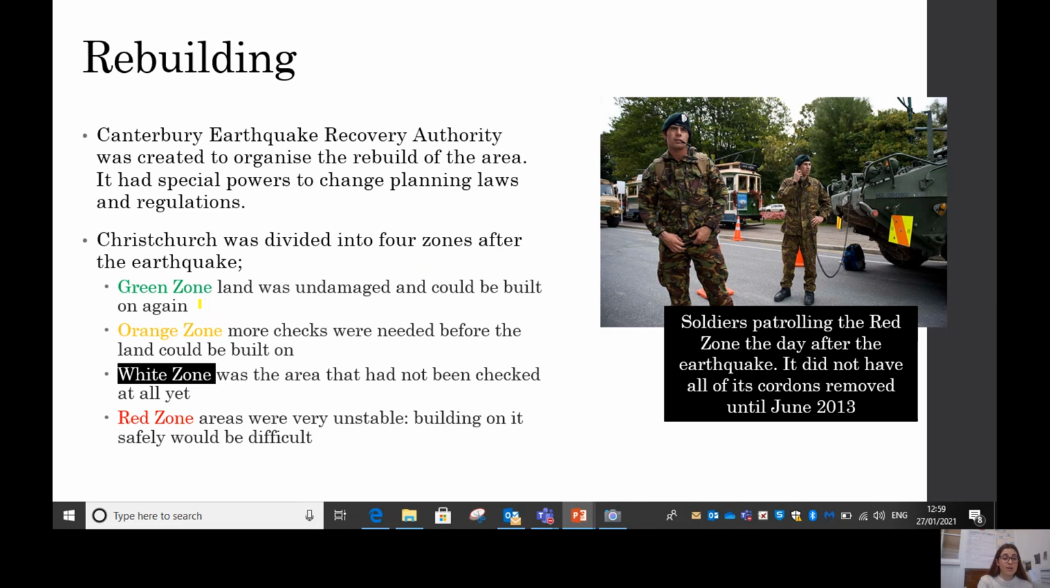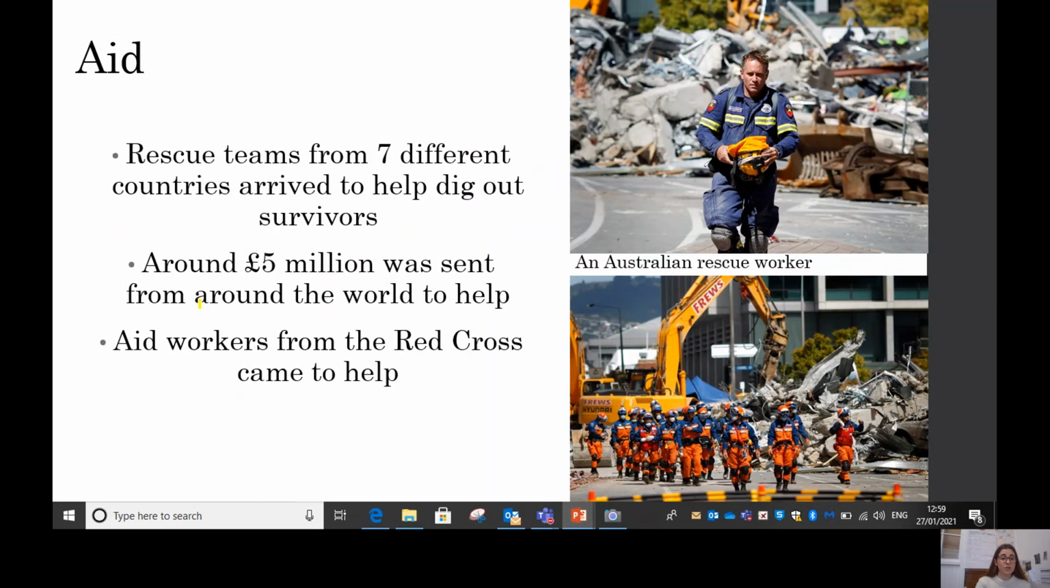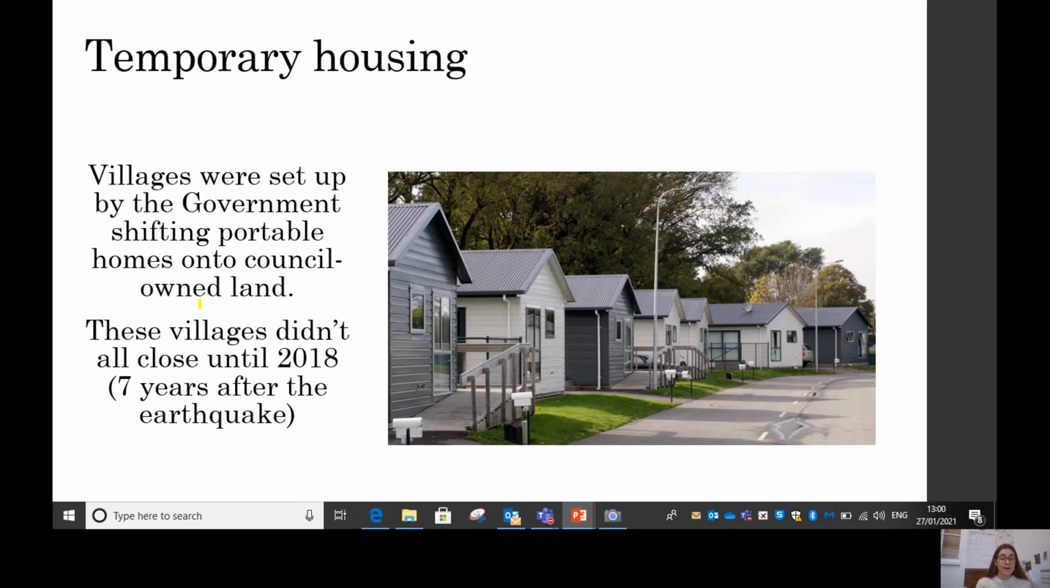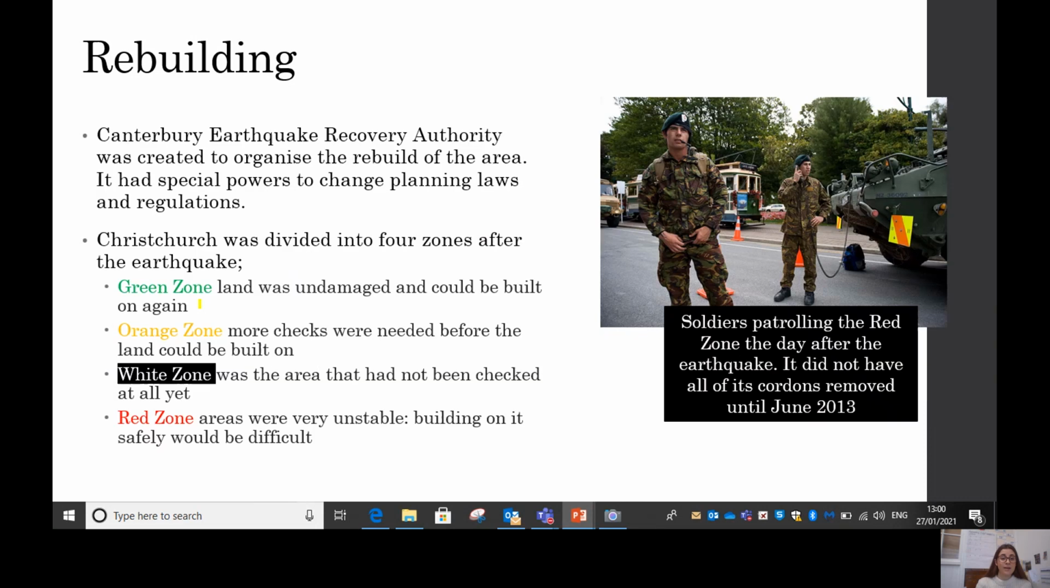So as soon as land could pass into the green zone, that was what people wanted, as then a bigger rebuilding programme could begin. So for the rebuilding and restoration effort, we had aid sent by lots of different countries, including money and people to help. We had the Farmy Army, a group of farmers who brought their machines and muscle to help. We had temporary housing built by the government. Sewage and water were provided by August, and roads and houses were cleared of debris, and a big rebuilding project was undertaken.